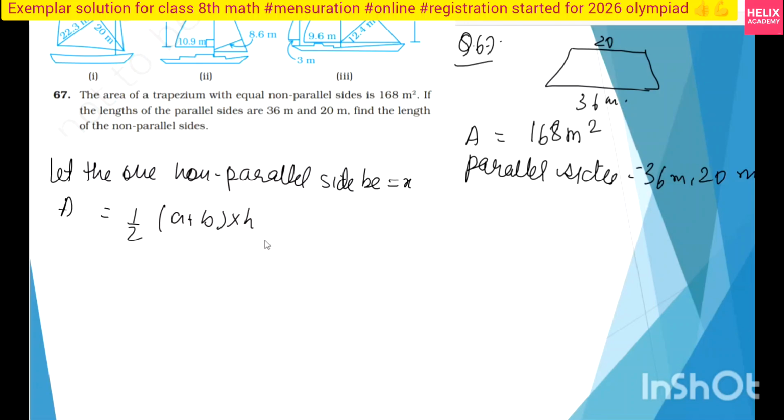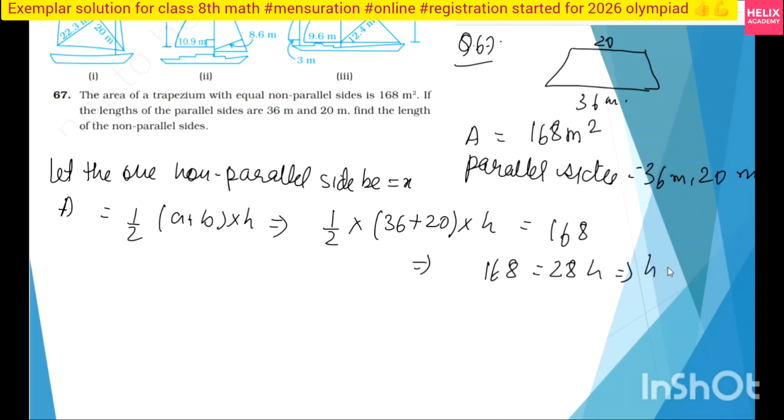Okay, and what I am getting, beta ji, is 1 by 2 into (36 plus 20) into h equal to 168, because it is given. Or I can say that 168 is equal to 28h. This implies that h is equal to how much? 6 meter. Okay, now next, I can say this is a right angle at the one side.